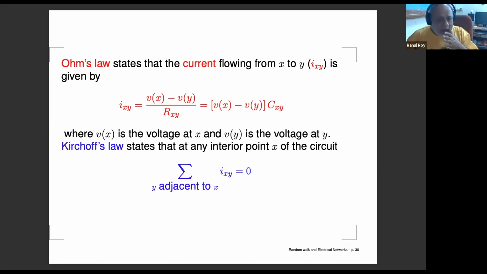By the way, I don't know whether Germans, I think, call it Kirchhoff, but when we were students, we used to always call it Kirchhoff. So let me just stick to Kirchhoff.